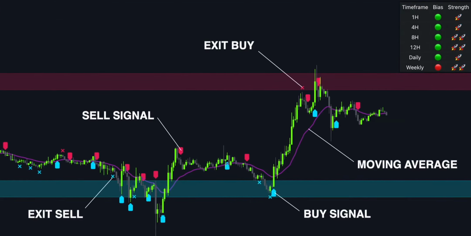The rest of the indicator's features are less significant. I'm talking about these buy and sell signals, exit signals, and a moving average. These components serve as final confirmation before initiating a trade.